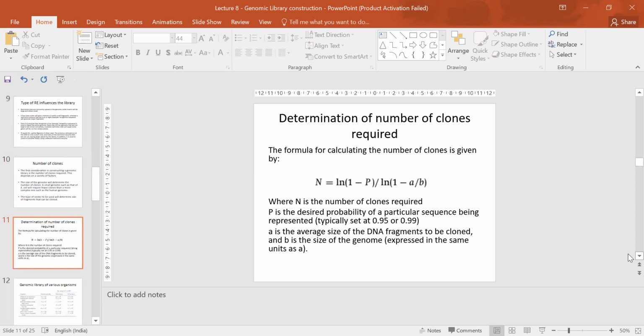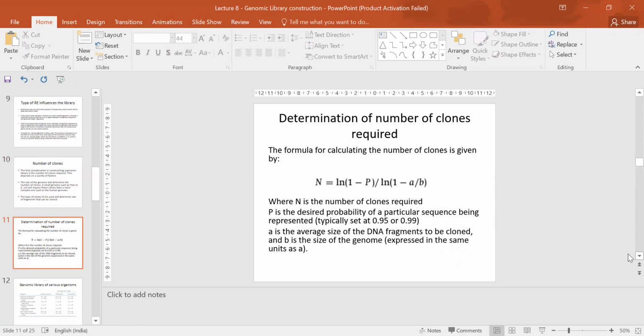Now, for MSc students, on your present screen, you can find this important formula. And you know what? In any important competitive examination like GATE or NET, especially, you may find at least one numerical where you have to use this formula to get 4 full marks in the NET examination. It's basically N is equal to ln(1 minus P) divided by ln(1 minus a/b).